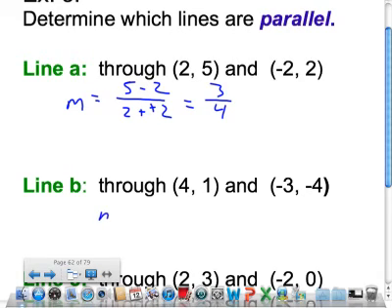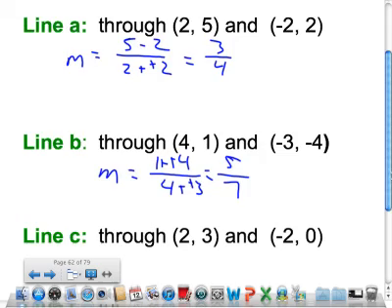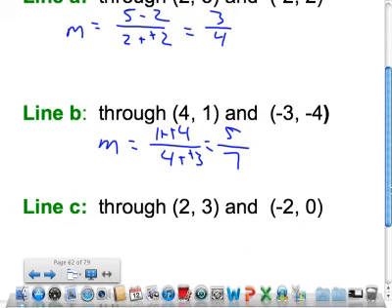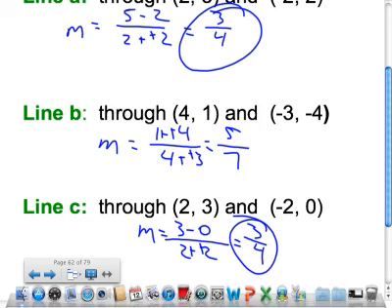Slope here is change in y over change in x. So that's 5 over 7. So far we don't have any parallel lines yet. And hopefully this last one matches up with one of them. So slope equals change in y over change in x. Slope there is 3/4. This guy was 3/4. This guy is 3/4. Therefore, you would say that line A and C are parallel.